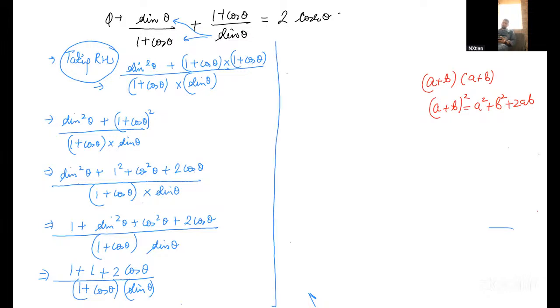Now it will become 2 plus 2 cos theta upon 1 plus.